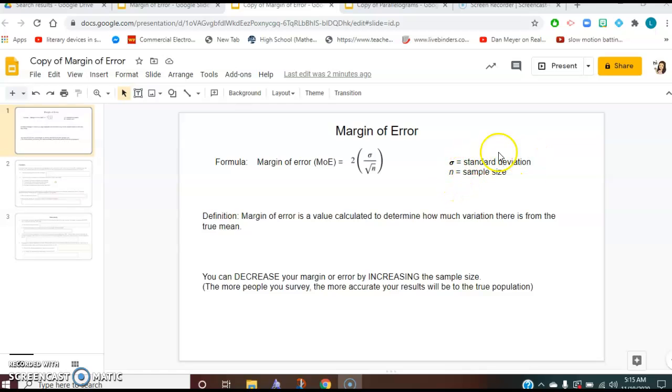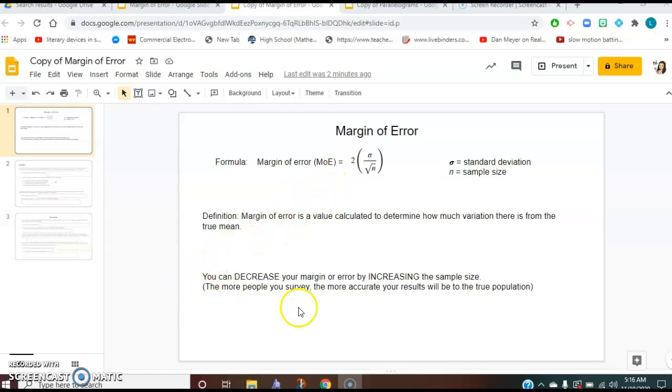You need the standard deviation, which the problem will tell you, and the sample size. So just be careful. Sometimes they might give you the population and the sample. So just make sure you pick the sample size. And so we're just going to take the standard deviation number divided by the square root of the sample size and then multiply that answer by 2 and we're done.